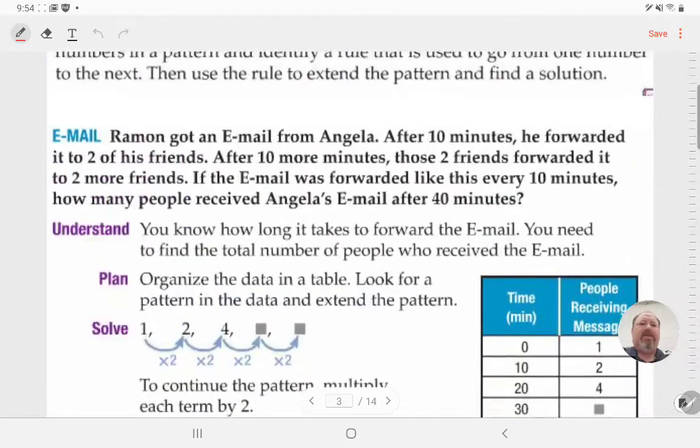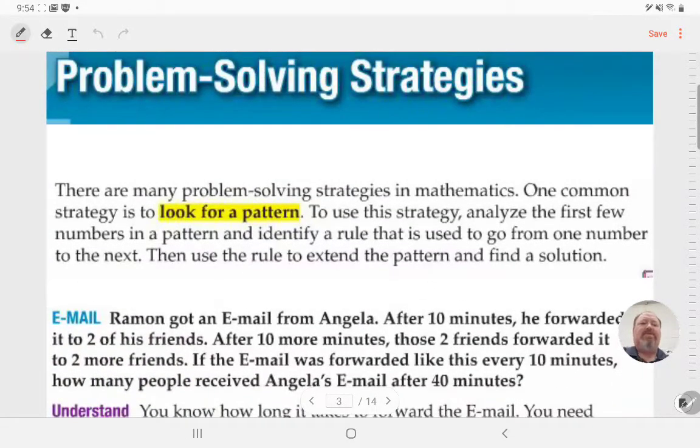All right, so let's look at some different strategies. The first strategy we'll go over is called look for a pattern, okay? When you use this strategy, you're going to analyze the first few numbers in a pattern to identify a rule that is used to go from one number to the next. Then use the rule to extend the pattern to find the solution.